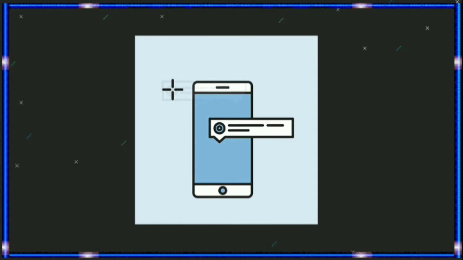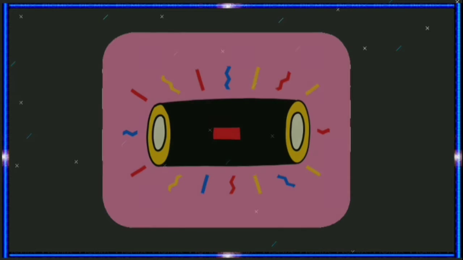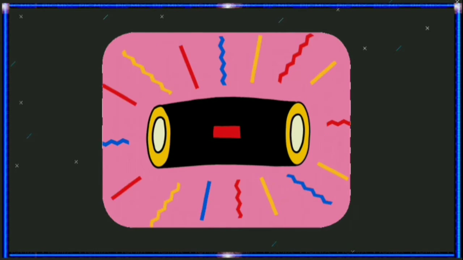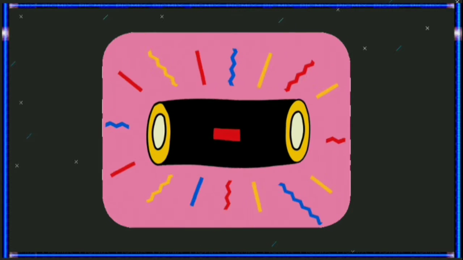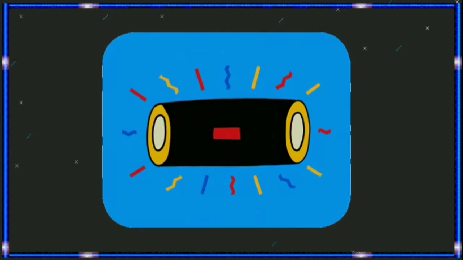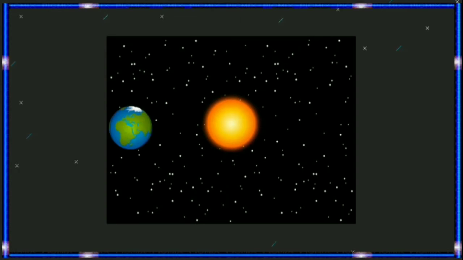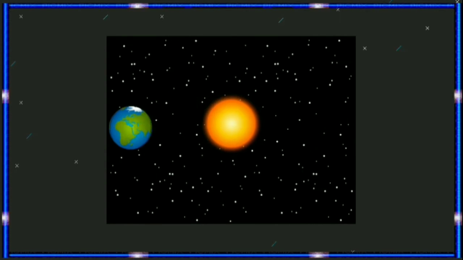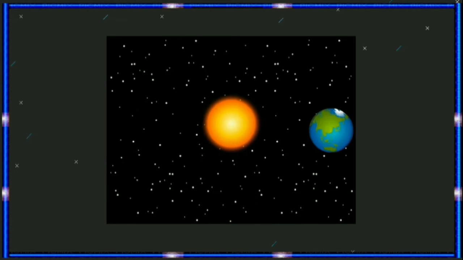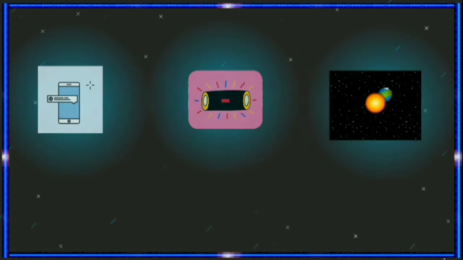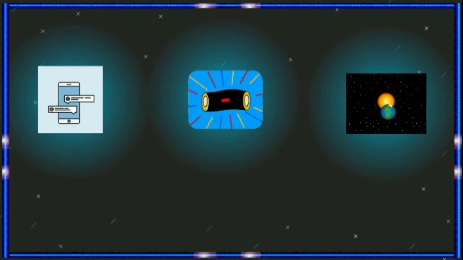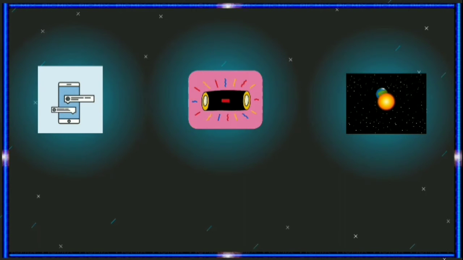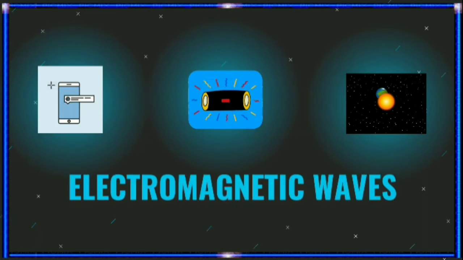How do we receive text messages in our cell phones? How are we able to play music from our cell phones and connect it to the speaker? How does energy travel from the sun to the earth, knowing the fact that they are far away from each other? There is only one answer to these specific questions, and it is because they all use electromagnetic waves.